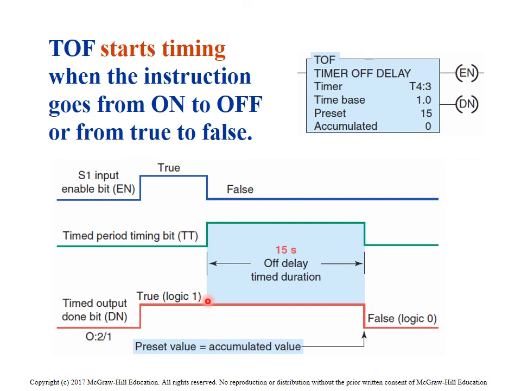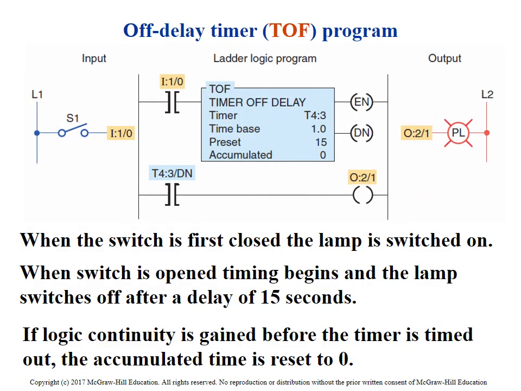Now when it starts timing is when the input turns off. That's when it starts timing. And the done bit stays on until the timer is done timing. At that very moment it turns off. And here's an illustration of what that timer looks like. A TOF is the illustration for the timer off program or command.